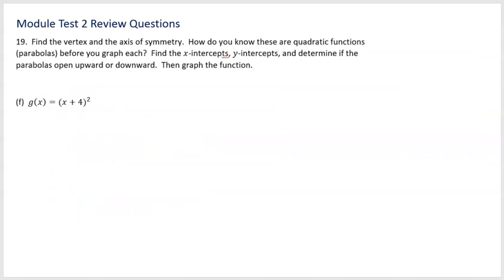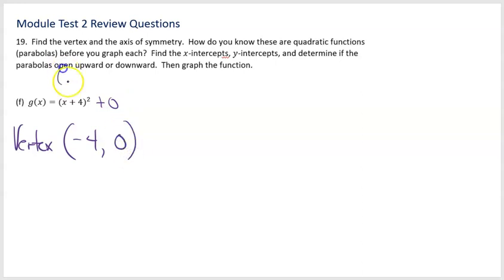So this is our last problem. Notice this is in standard form. Whenever you have your parentheses and the square on the outside, that's just standard form. You're thinking you're missing a plus or whatever, but you could say that's plus 0 out there. So that means your vertex, remember, is always the opposite of what's inside: negative 4, the same as what's outside, 0.